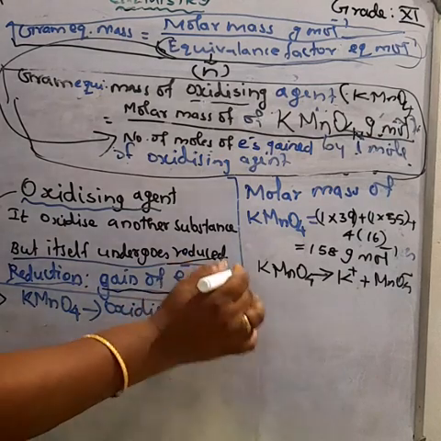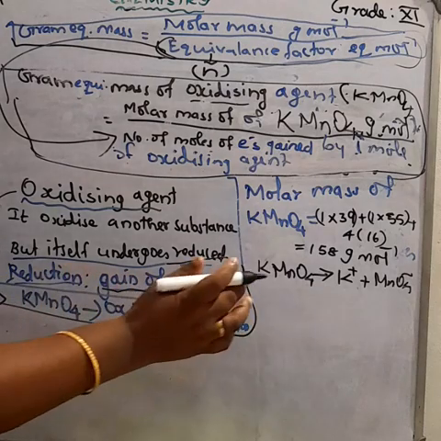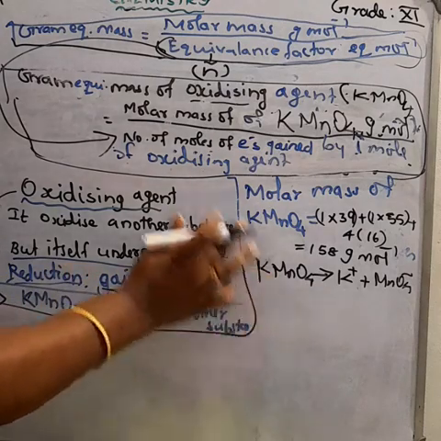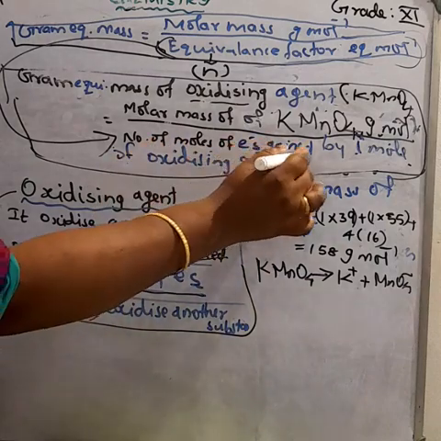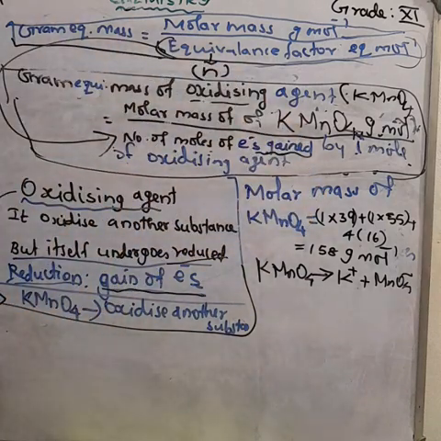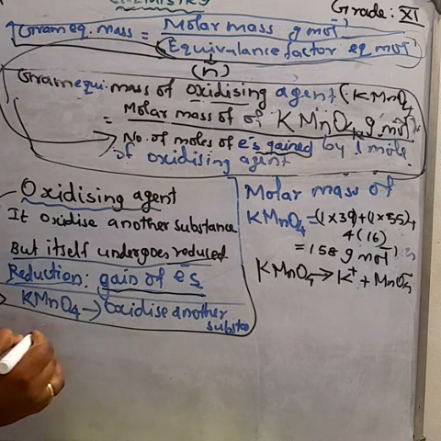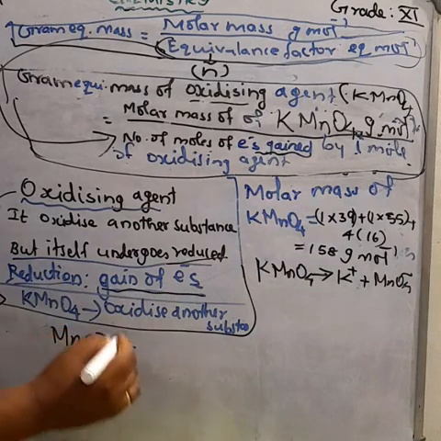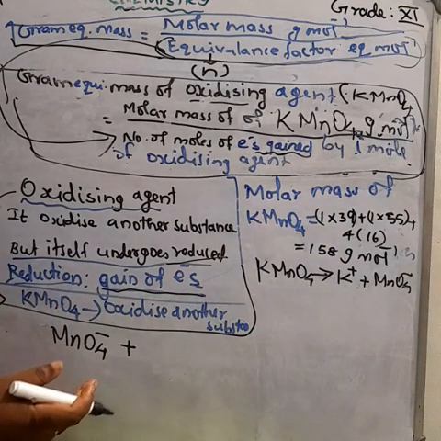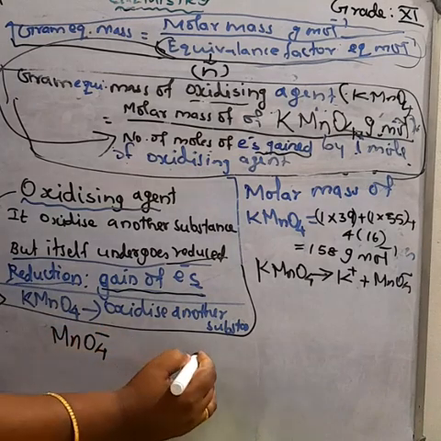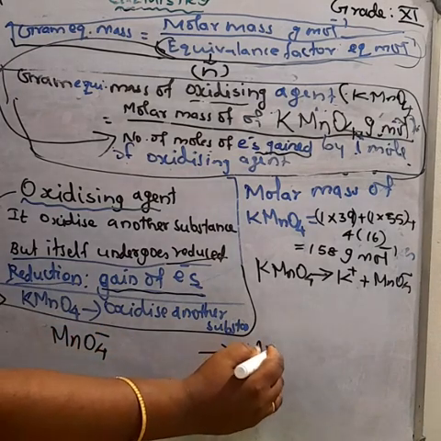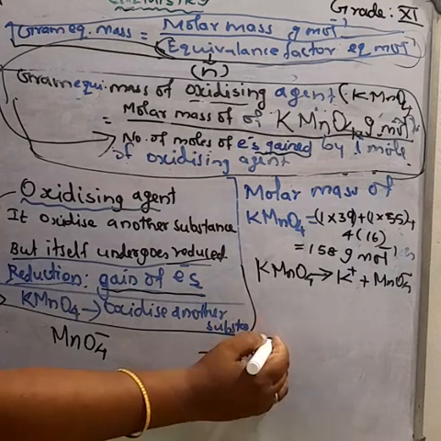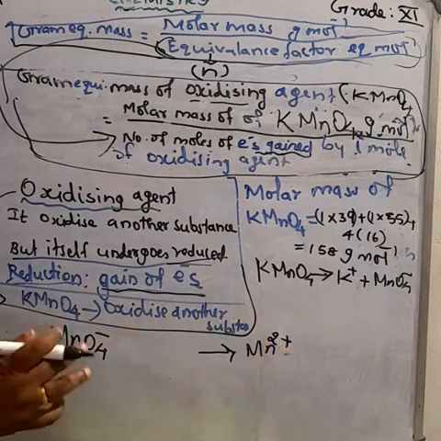So we have to calculate the equivalent factor, which here means the number of moles of electrons gained. KMnO4 is an oxidizing agent, so it gains electrons. MnO4 minus undergoes gain of electrons and gets reduced to Mn2 plus.